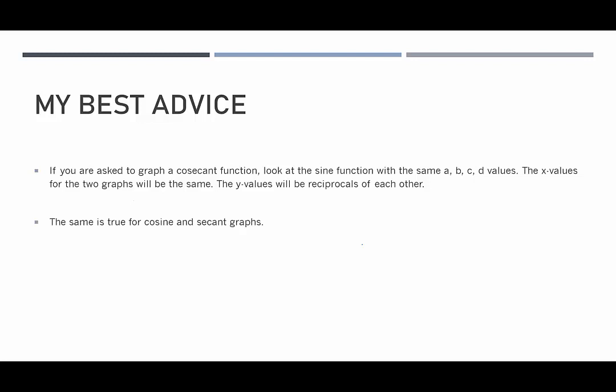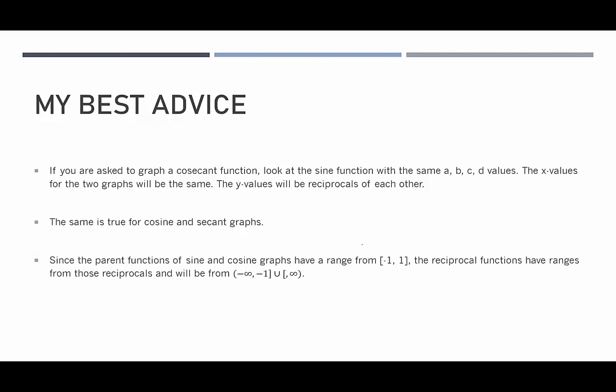By now, we hopefully are more comfortable with sine and cosine graphs, and that's just going to be the best way to graph cosecant and secant. Since the parent functions of sine and cosine graphs have a range from -1 to 1, the reciprocal functions have ranges of the reciprocals of those. Oh, I forgot the 1 didn't appear. It would be from -infinity to -1, and then from 1 to infinity. I don't know why the 1 didn't appear, but it should be there.